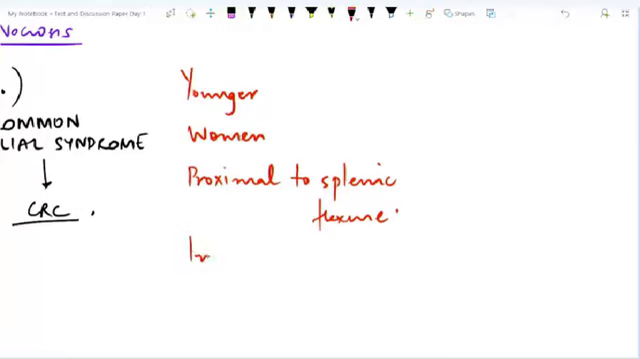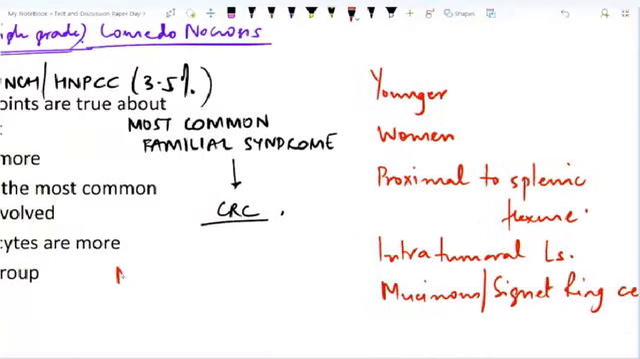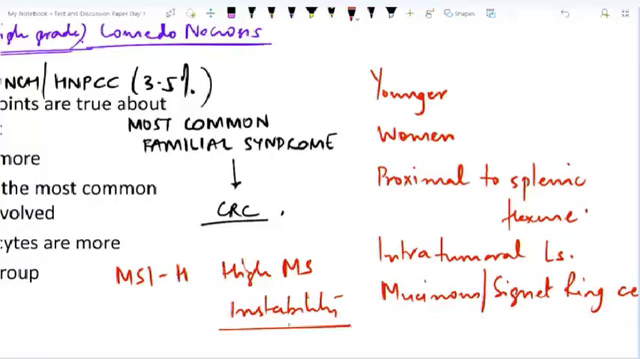And intratumoral lymphocytes are very common. In fact, when we see these, we start suspecting that maybe there is some kind of syndromic involvement. And the histology is usually mucinous or signet ring cell. And these tumors are basically MSI-H, which is high microsatellite instability, which is a DNA repair issue. MSH2, MLH1 are the genes involved.